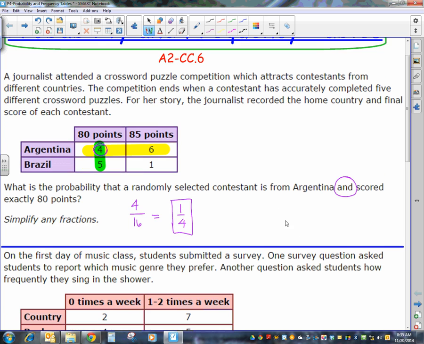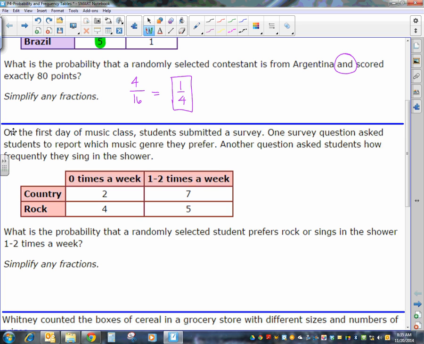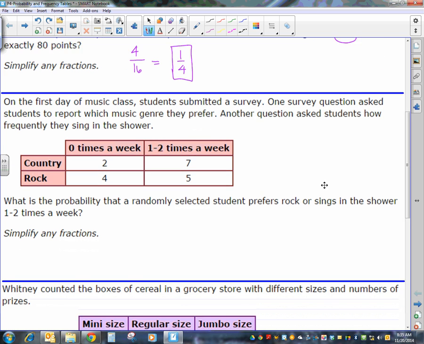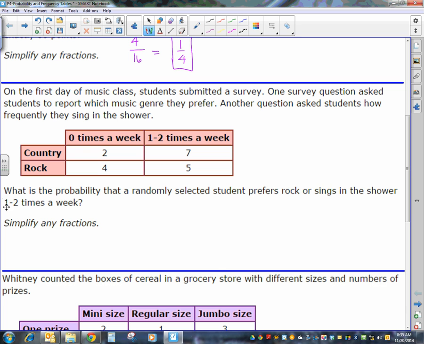Okay, look at the next one. You can read: on the first day of music class, students submitted a survey. One survey question asked students to report which music genre they preferred. Another question asked students how frequently they sing in the shower. So what is the probability that a randomly selected student prefers rock or sings in the shower?